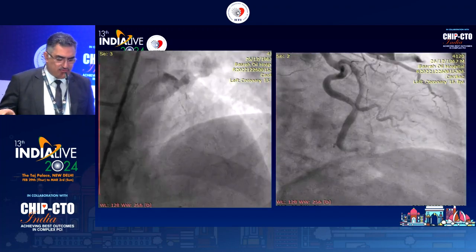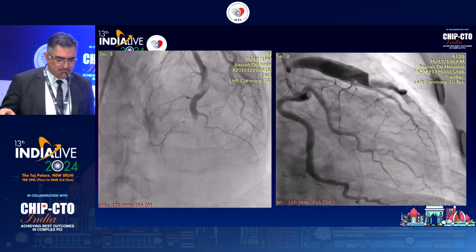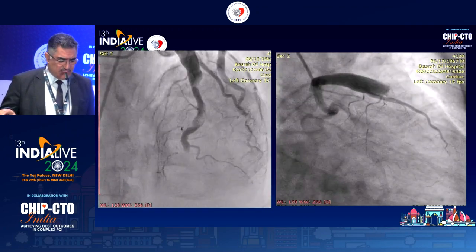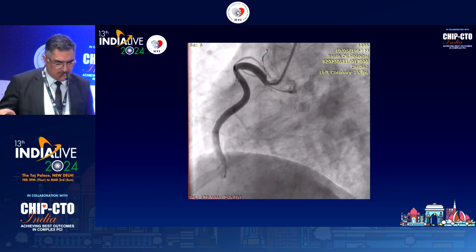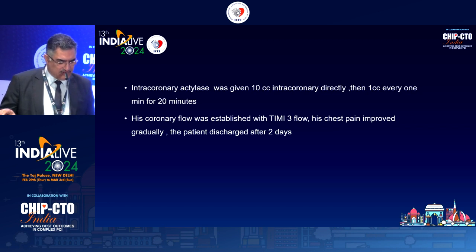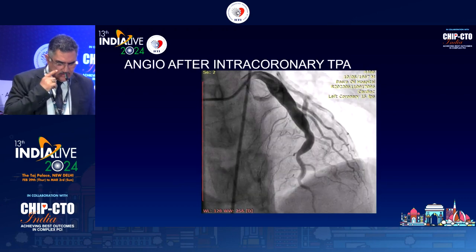I hesitated to choose the best modality to manage that patient. But lastly, I decided to give thrombolytic therapy, and the available one was tPA. I gave it; this is the right angio. I gave intracoronary alteplase, 10 cc intracoronary directly, then 1 cc every 1 minute for 20 minutes. His coronary flow was established. The chest pain improved gradually, and the patient was stabilized and discharged after 2 days. You see, this is after giving intracoronary thrombolytic.